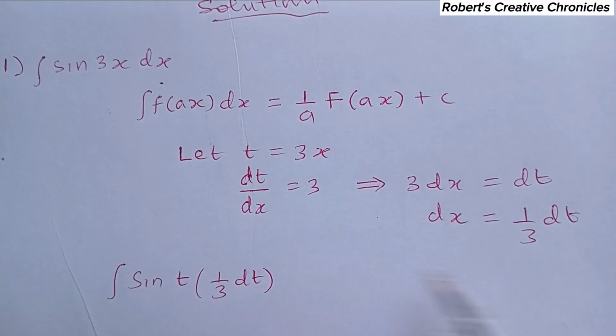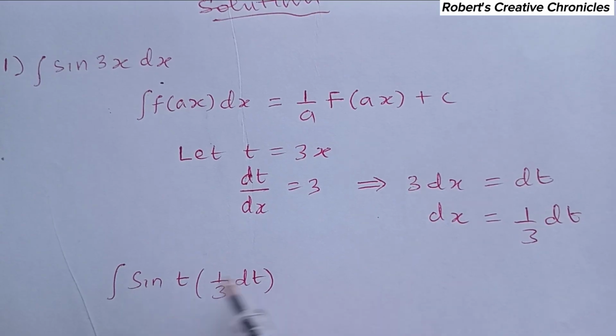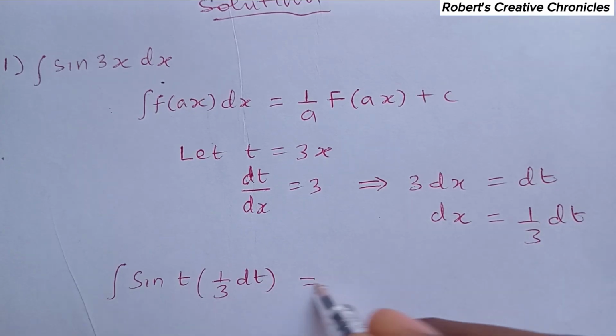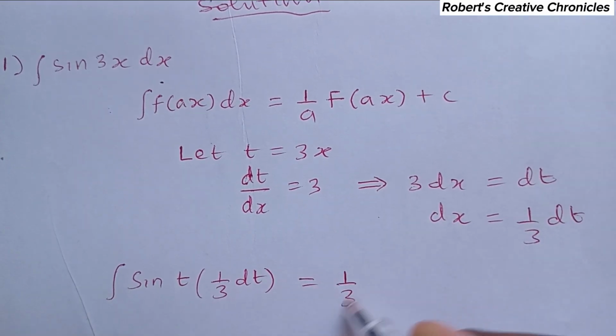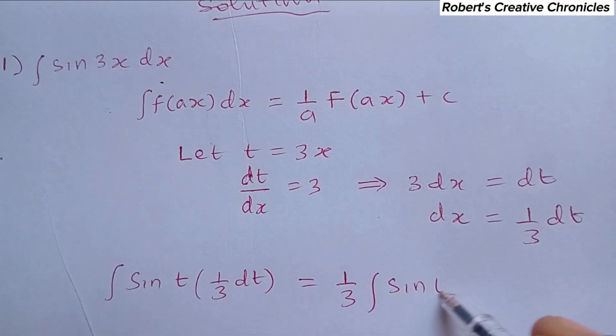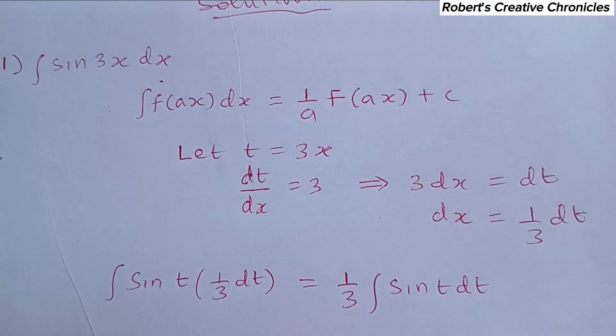So our goal is to eliminate x from this equation. So everything will be in terms of t instead of in terms of x, or in terms of any variable you use. So now we factorize the constant 1 over 3, or we take out the constant, it becomes 1 over 3 integral of sine t dt.